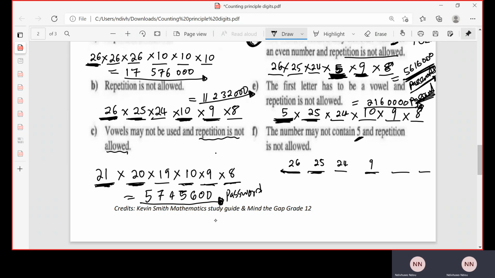Repetition is not allowed. We already used 1 of them. We'll be left with 8 choices. We already used 2 of them. We'll be left with 7 choices. Then we just multiply out all those things. Then we get the answer to be 26 times 25 times 24 times 9 times 8 times 7. It's giving me 7862400 passwords that can be formed. So it's around 7 million.